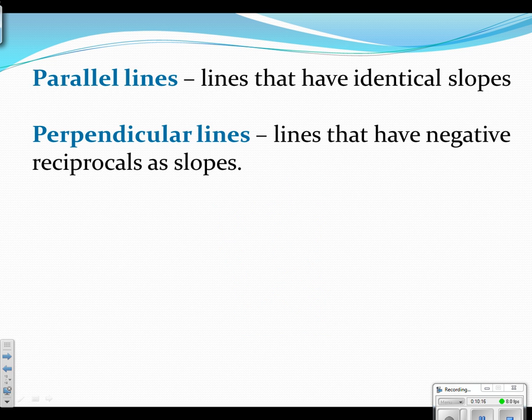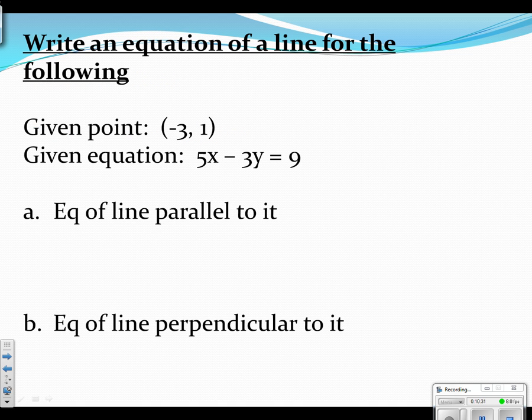Parallel lines and perpendicular lines, these are things that you guys have studied in the past as well. Parallel lines are lines that have identical slopes. Perpendicular lines are going to be lines that have negative reciprocals for slopes. So taking a look at that, write an equation of a line that's parallel and perpendicular. We're going to do two different examples on this slide.